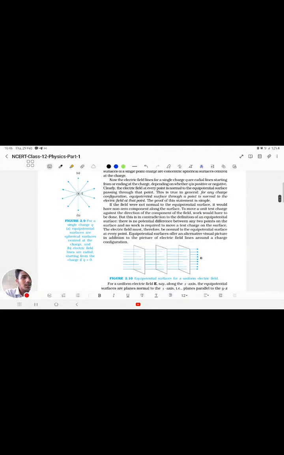Clearly the electric field at every point is normal to the equipotential surface passing through that point. This is true in general. For any charge configuration, the equipotential surface through a point is normal to the electric field at that point. So the proof of the statement is basically simple.